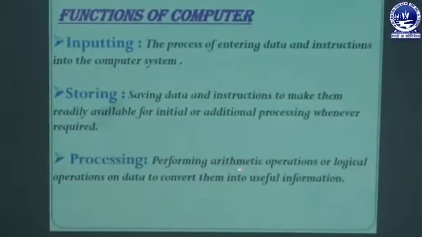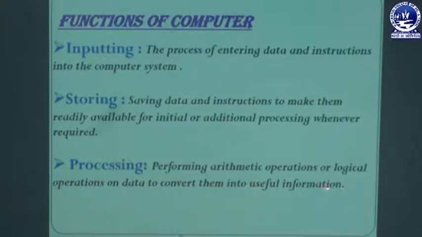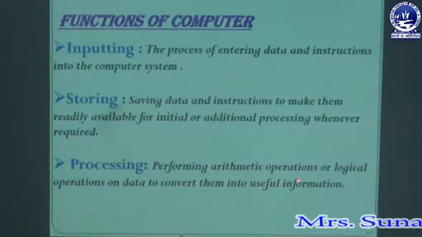There is a control unit. Processing means what? There are two units, the arithmetic logic unit and the control unit. Inside the arithmetic logic unit, they perform arithmetic operations or logical operations on data to convert them into useful information. So mark these words: performing arithmetic operations or logical operations. The important point here is to convert the data into some useful information.